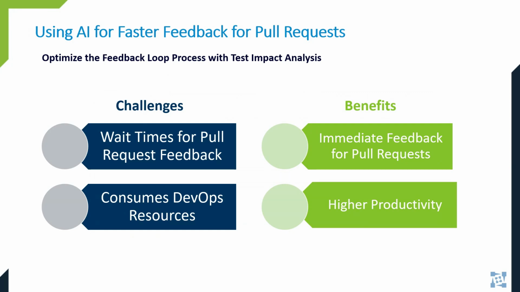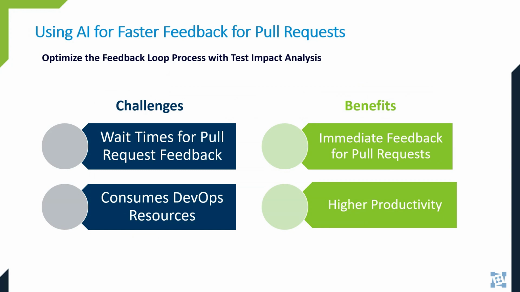This usually entails lengthy wait times as they wait for feedback from other team members on the impact of their changes. By utilizing Parasoft's AI-powered test impact analysis or smart test execution, which is a part of our Java productivity solutions, developers can get immediate feedback on pull requests, validating their changes faster and reducing these costly wait times.